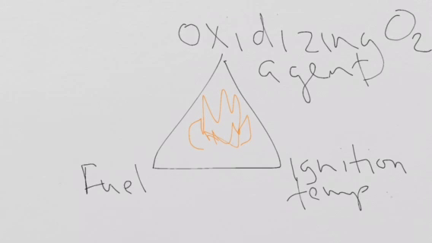Now, there are 3 types of combustion. The first one is the one that we are used to and associate fire with, and that is rapid combustion. Rapid combustion happens very quickly. It gives off a lot of energy within a short period of time, and it's usually an example of fire. Fire is the perfect example of something that combusts rapidly. The complete opposite of that is slow combustion.